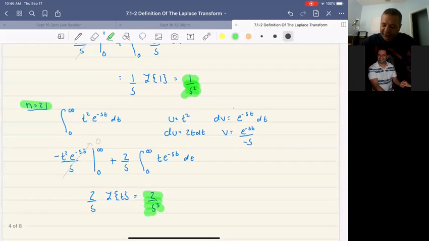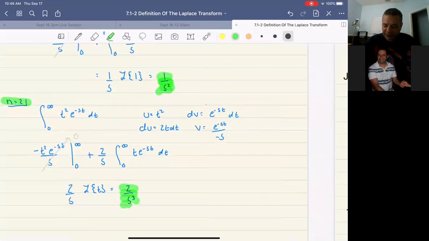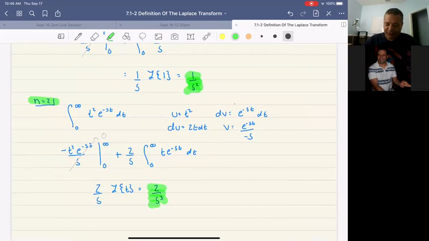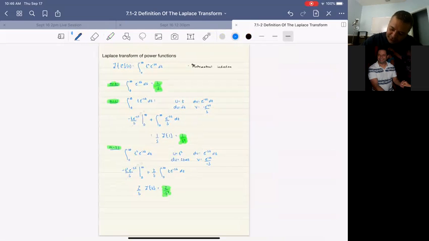Now we're starting to see a pattern form. So now we're going to assume our pattern.